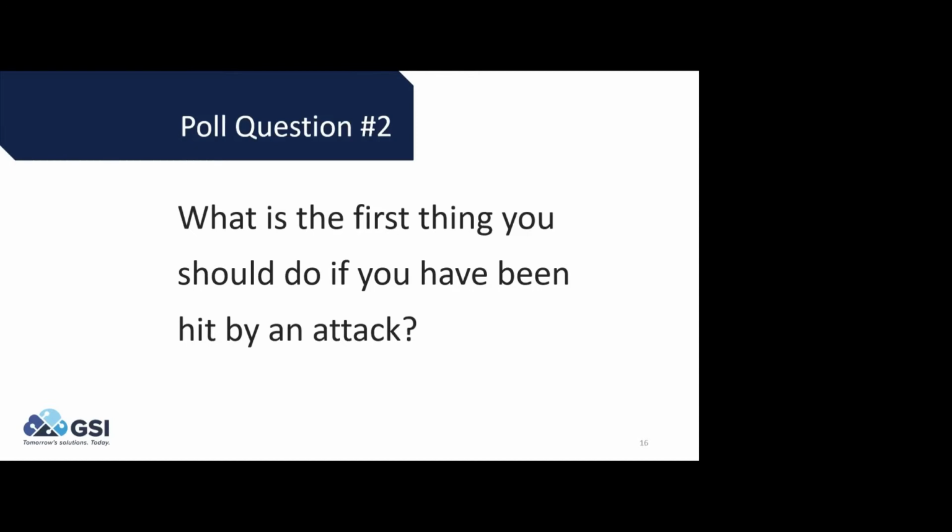So poll question number 2, what is the first thing that you should do if you've been hit by an attack? Remarkably, when I gave this at Blueprint, we did have 3 or 4 people that knew it. First thing you should do, air gap your system. If you know without a doubt that you've been hacked, if you're a CISO, I would not even ask permission from the CIO or the CEO. I would air gap the system and then go talk to them.